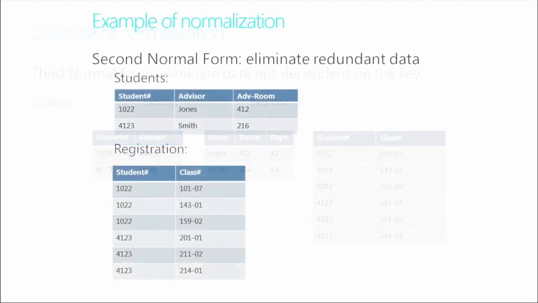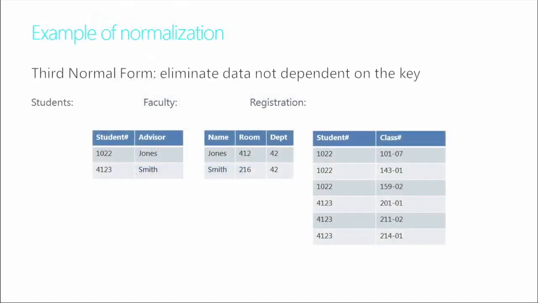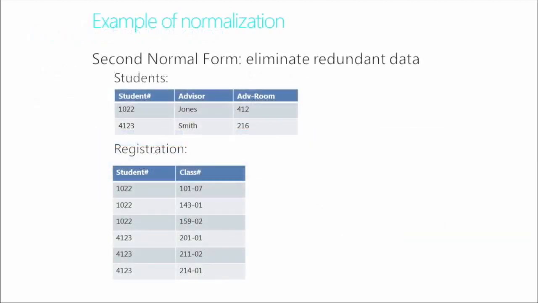Let me go back just 1 second here. We're going to see here that in the student we have 1022, with the class number, but we have multiple rows, and you can see the students, that was under registration, excuse me. The students, we have student advisor and advisor's room. So if we go to our third normal form, we've got faculty, we've got student number 1022, their advisor is Jones. Now remember, if I go back, I'm going to flip back one more time. When I look at this, I've got student number, I've got Jones, and I've got the advisor's room is 412.